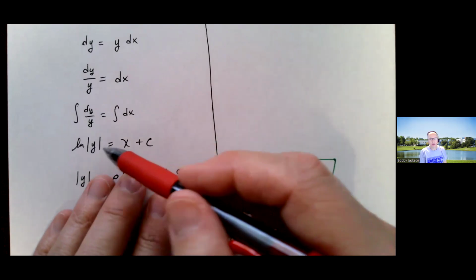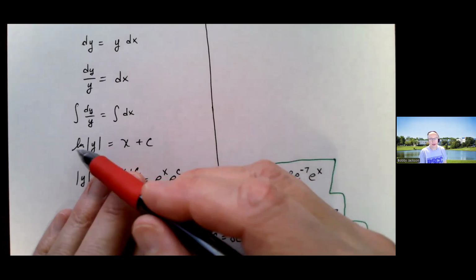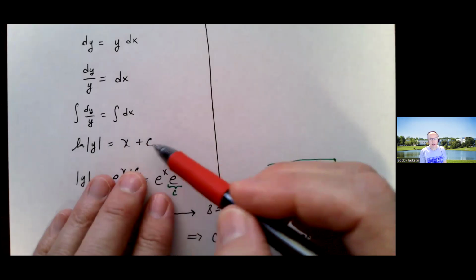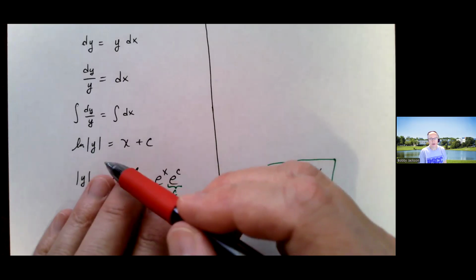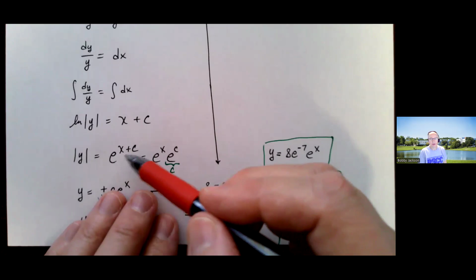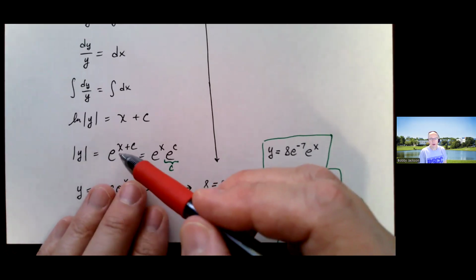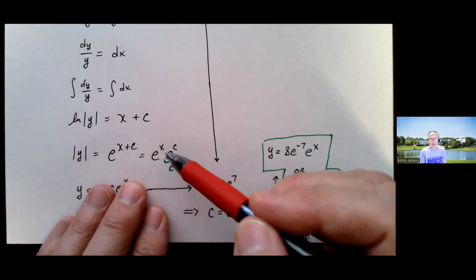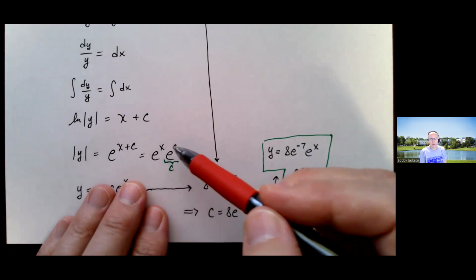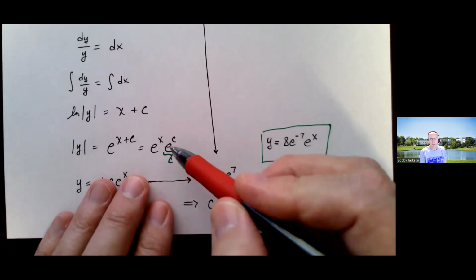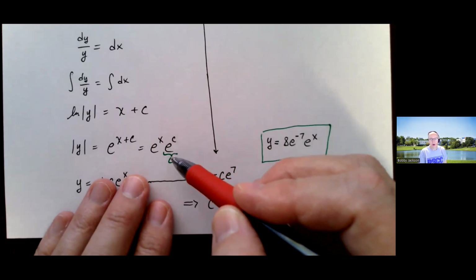I'm going to exponentiate both sides, or write this in exponential form. If the natural log of the absolute value of y is x plus c, remember the logarithm is the exponent. The base here is e, and so e to the x plus c is the absolute value of y. Now e to the x plus c is e to the x times e to the c. When we're multiplying like bases to different powers, we add the exponents. And this e raised to some constant is just another constant. I'm calling it c here.